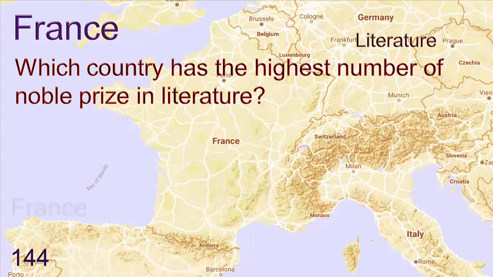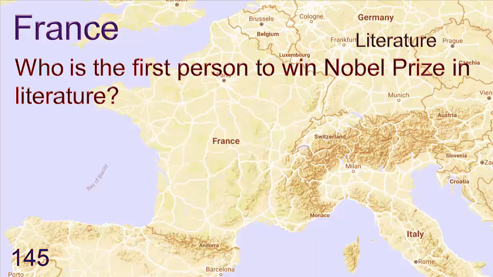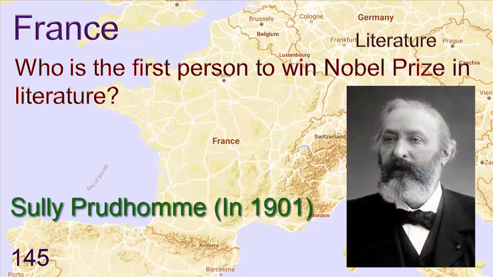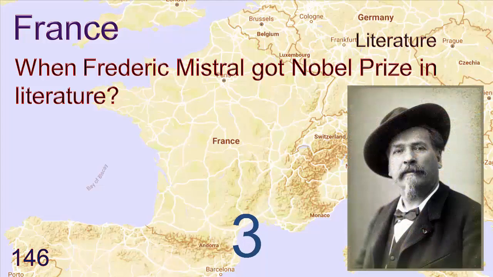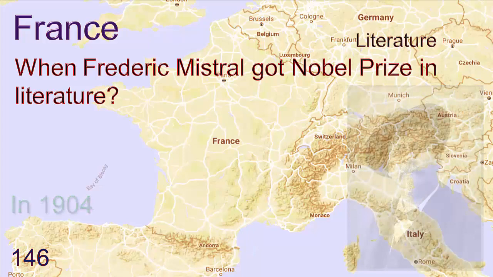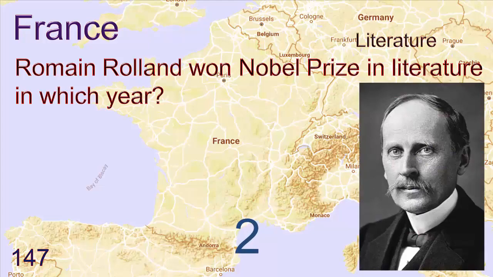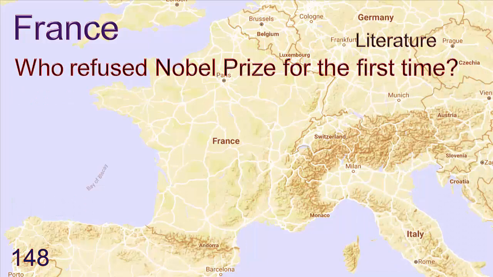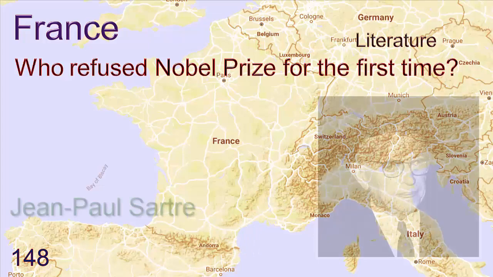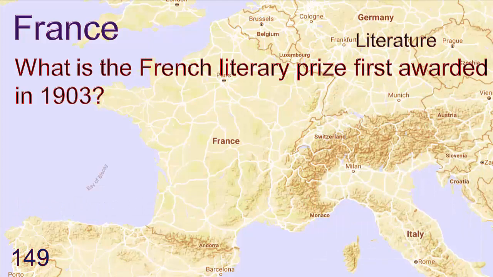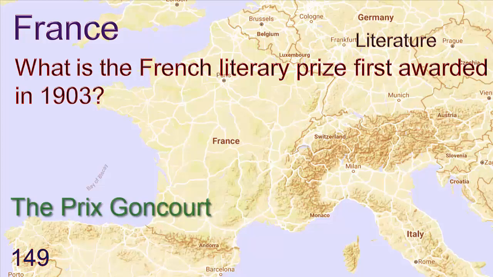Which country has the highest number of Nobel Prize in literature? France. Who is the first person to win Nobel Prize in literature? Sully Prudhomme. When Frederic Mistral got Nobel Prize in literature? In 1904. Romain Rolland won Nobel Prize in Literature in which year? In 1915. Who refused Nobel Prize for the first time? Jean-Paul Sartre. What is the French Literary Prize first awarded in 1903? The Prix Goncourt. Who is considered to be the founder of modern philosophy?